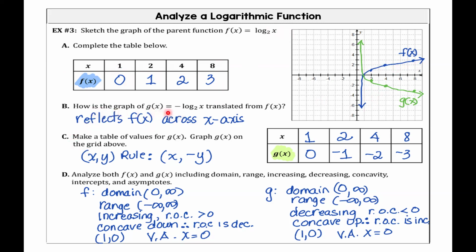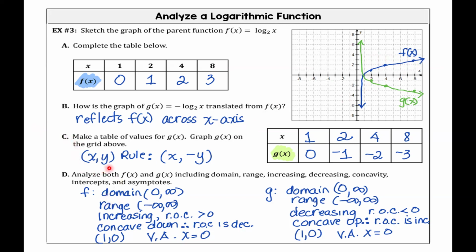So if I have g of x equals negative log base 2 of x, translated from f of x, what happened? Well, my a transformation variable is negative, so that means it was reflected. f of x was reflected across the x-axis. That's just a simple reflection across the x-axis, as you can see here.